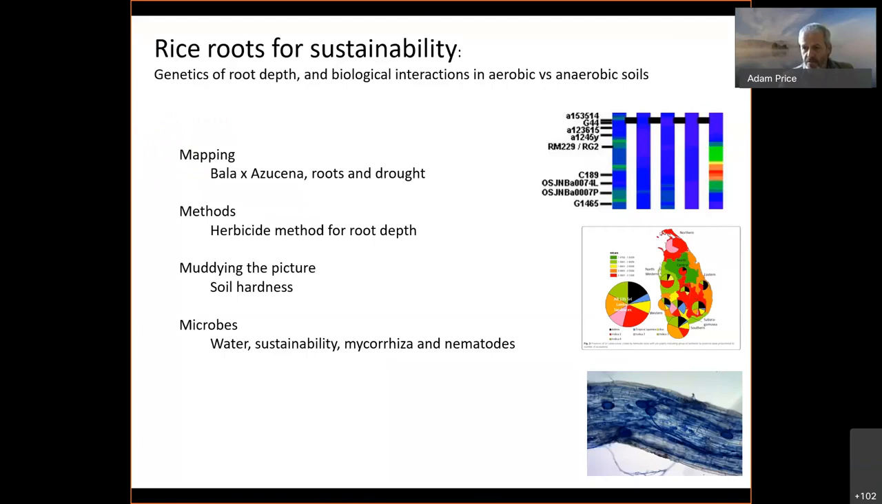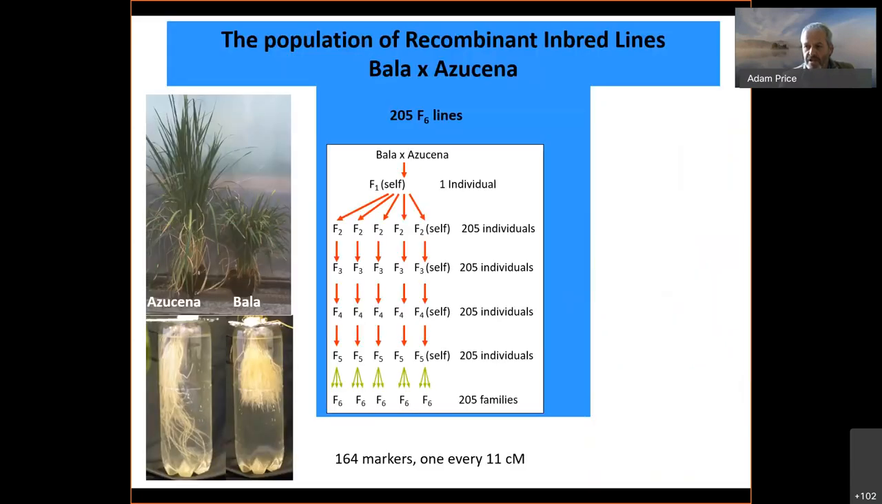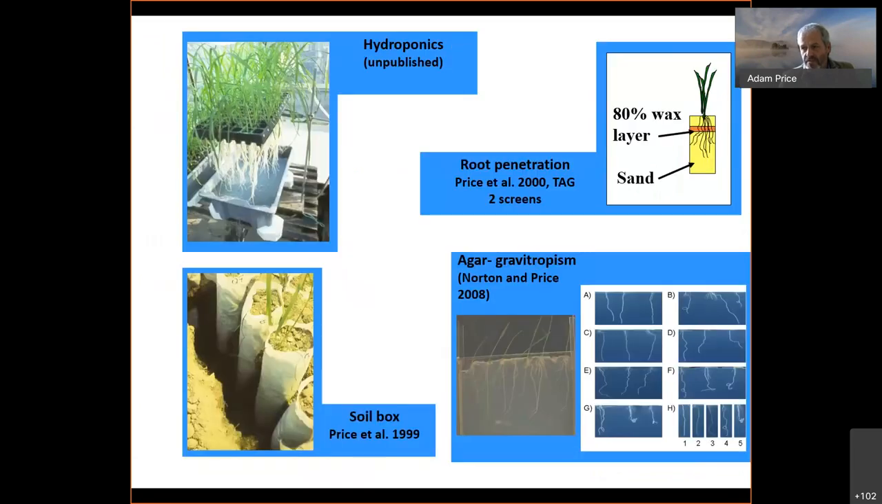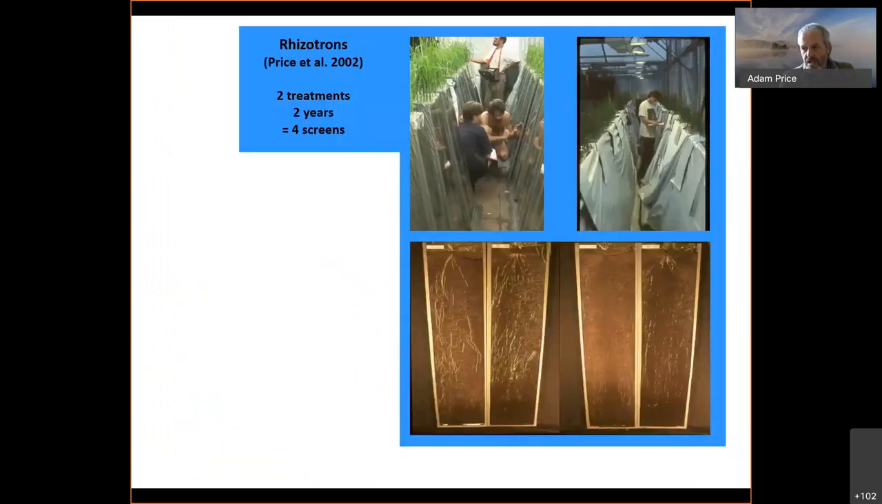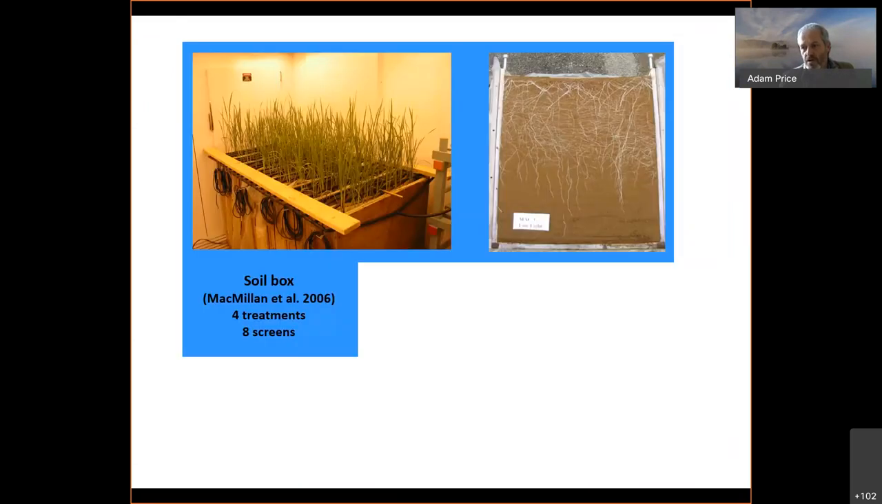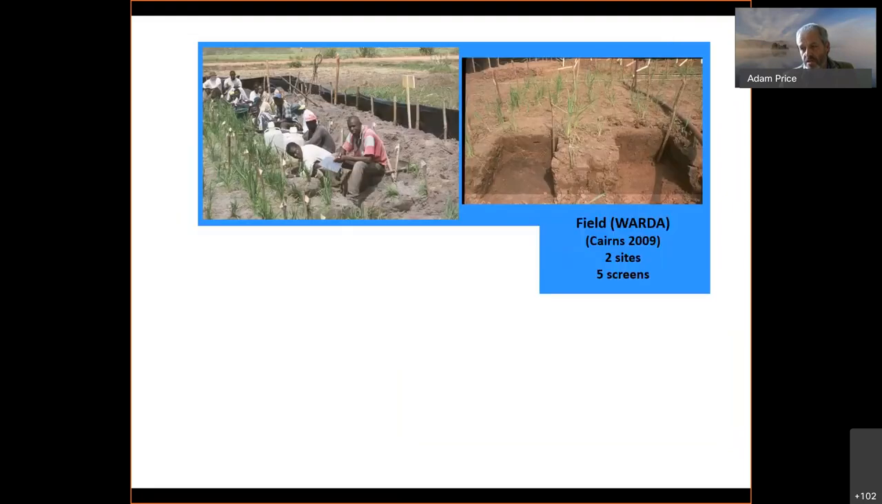So I'm going to start off with mapping. This is historical, where I started working on the Bala Azucena mapping population, which I created, completed in 1995 using this crossing system. The basic principle was they were both drought resistant, but Azucena has a deep root and Bala has a shallow root. We grew that in loads of different systems: hydroponics and sand and agar and rhizotrons and boxes and the field.